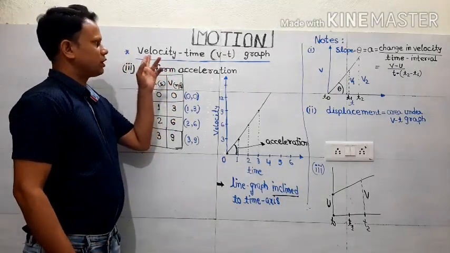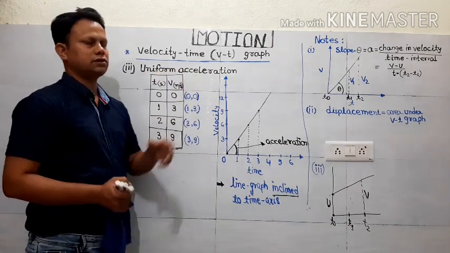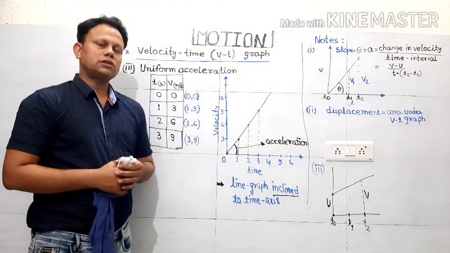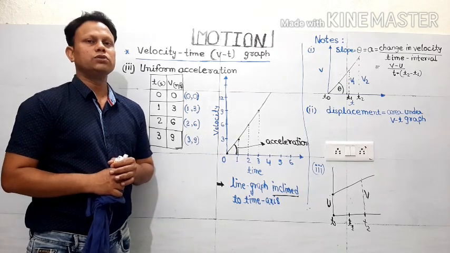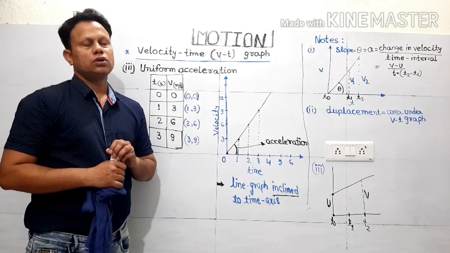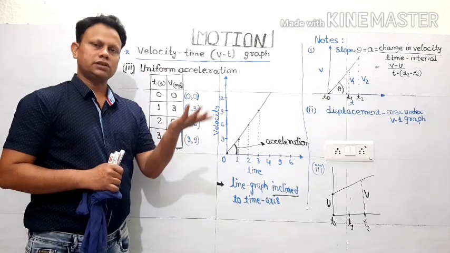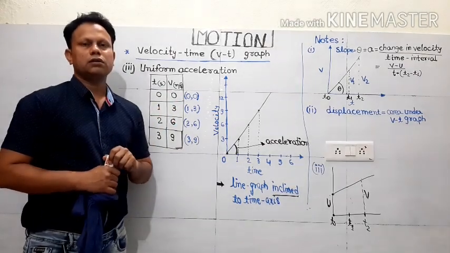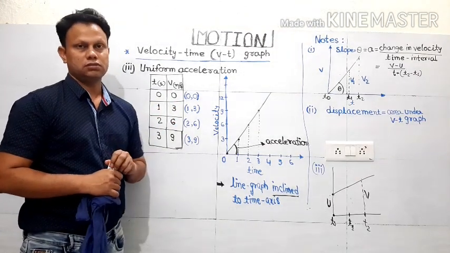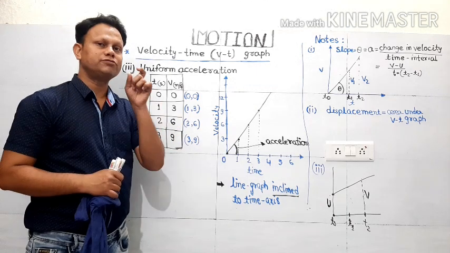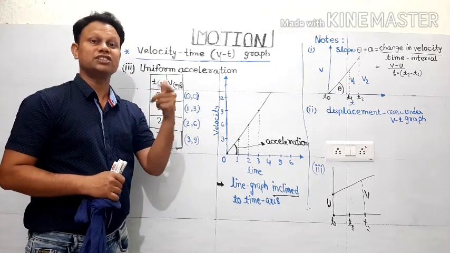In case of velocity time graph for uniform acceleration, we know that for uniform acceleration, the speed value keeps on changing by a fixed value. It can be increasing, it can be decreasing. So right now I have taken acceleration of plus 3. Means the body speed is changing by the value of 3. Plus 3, that means it's increasing.